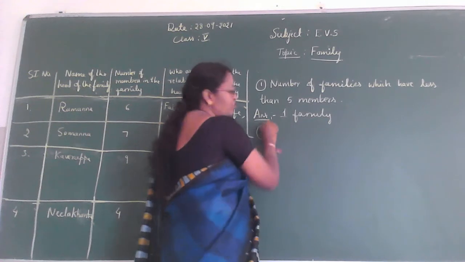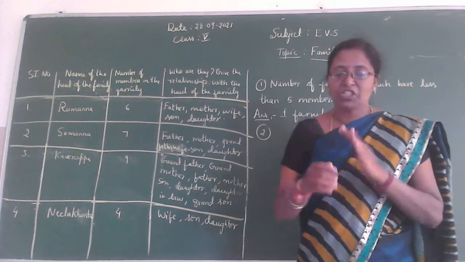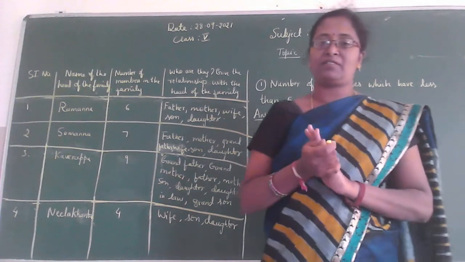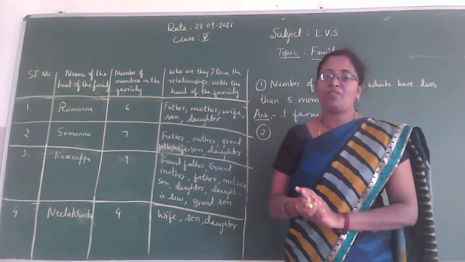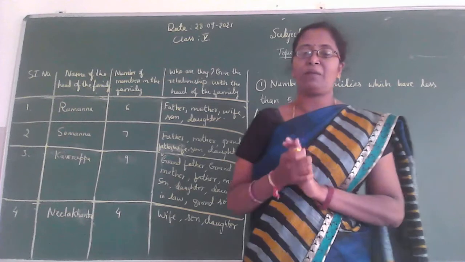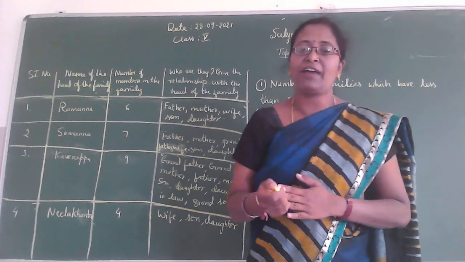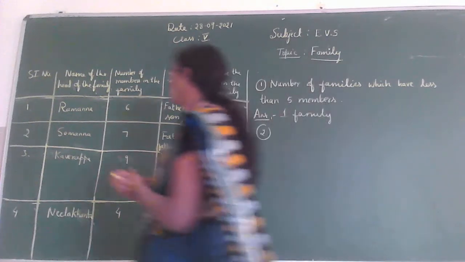So the second question is, the number of families which have more than 5 members. So write or name the number of families. We should write the number of families which have more than 5 members. So see here.